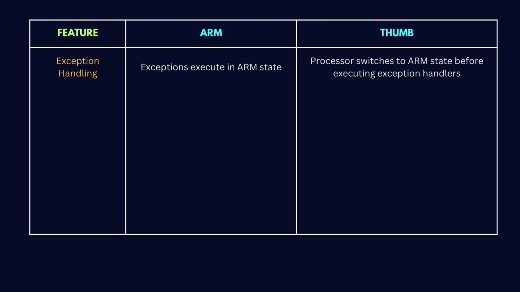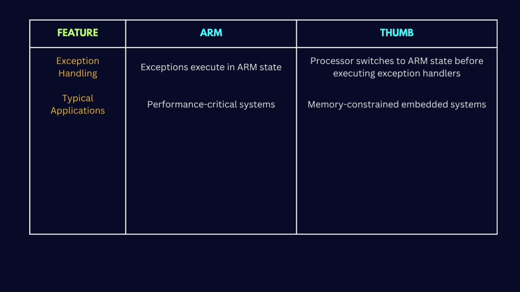If you consider the typical applications, ARM mode is preferred in applications where maximum performance is required, such as real-time systems and performance-critical code. Thumb mode is commonly used in memory-constrained embedded systems, battery-powered devices, IoT applications, and consumer electronics, where minimizing code size is more important. Let's learn about the thumb instruction set in the upcoming videos.